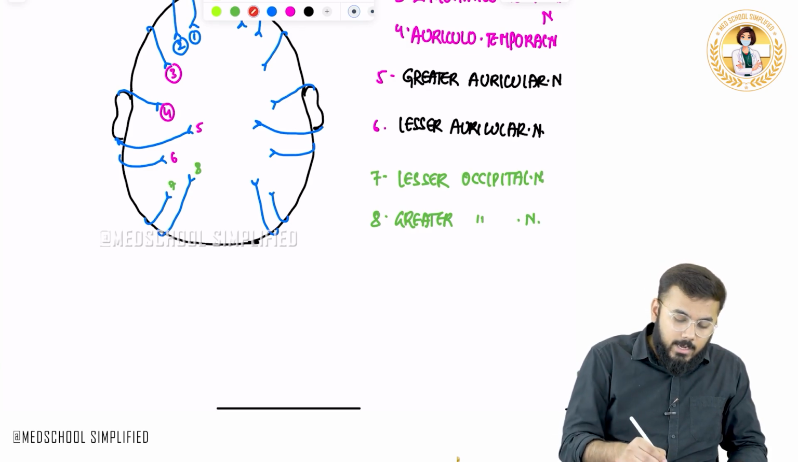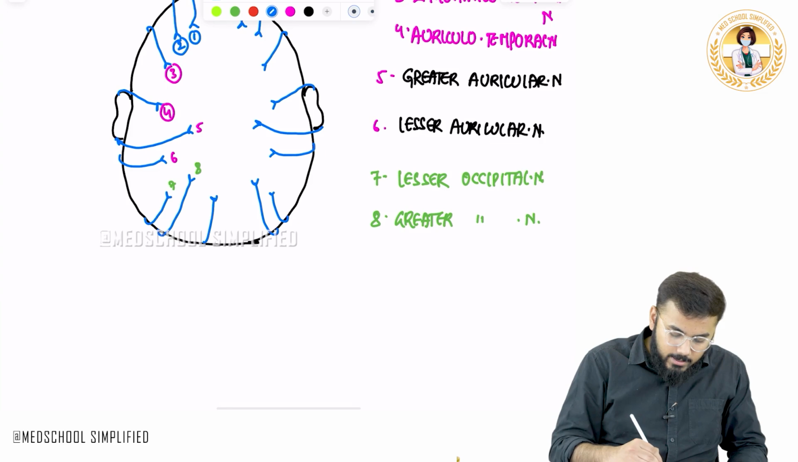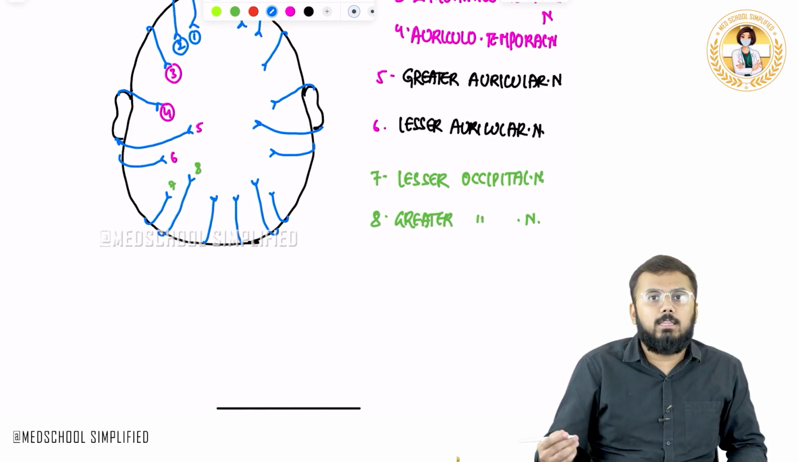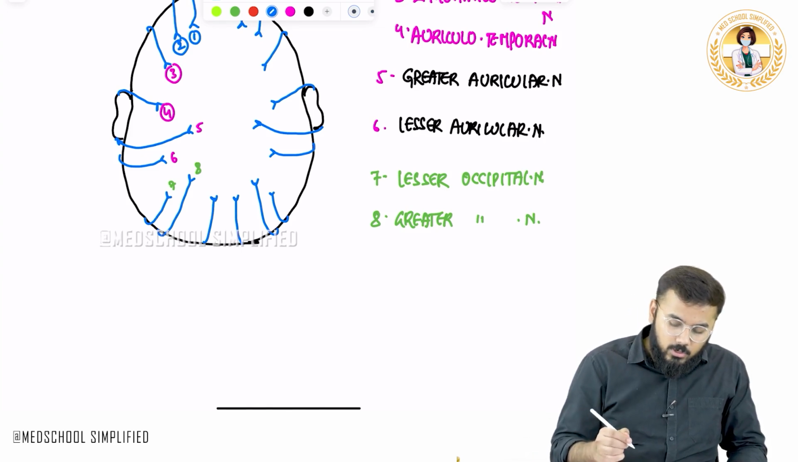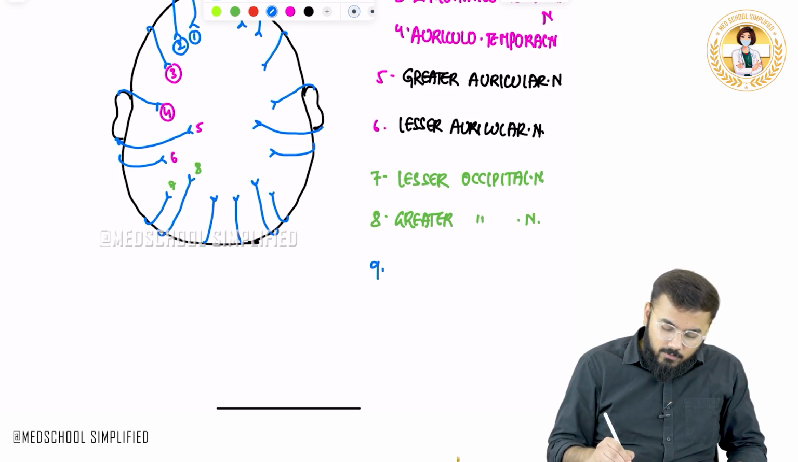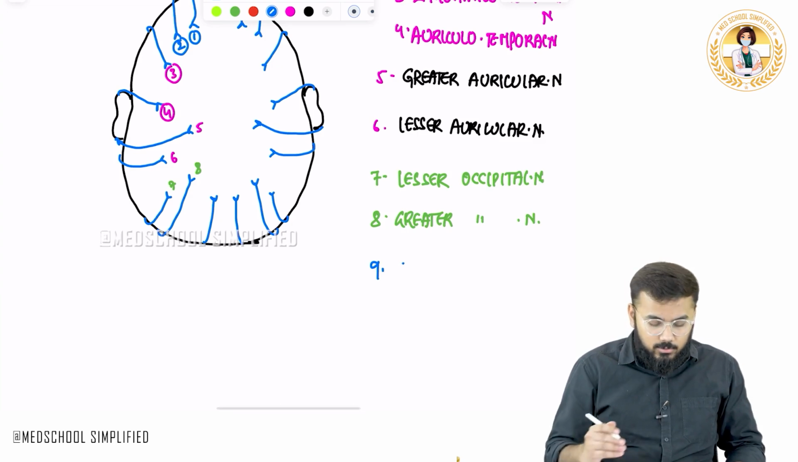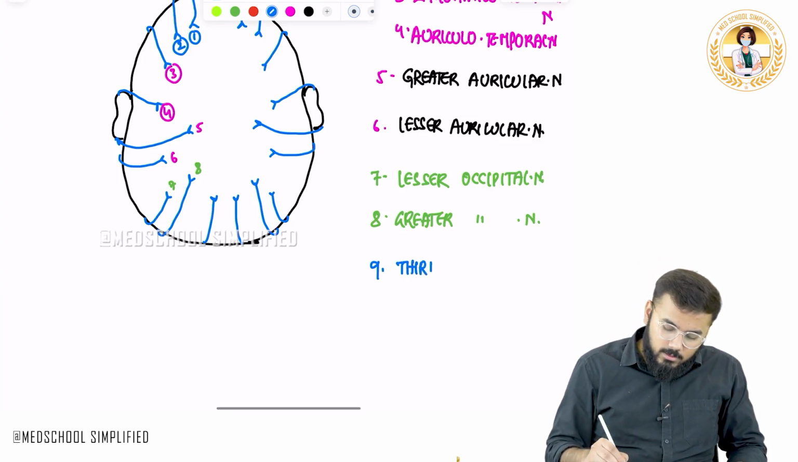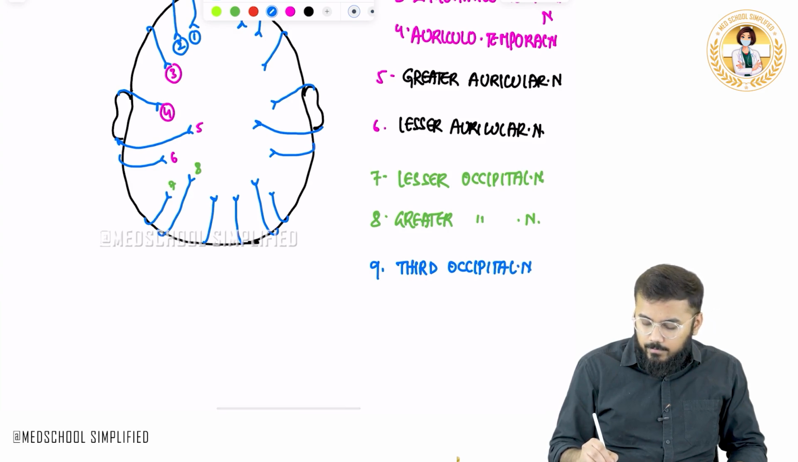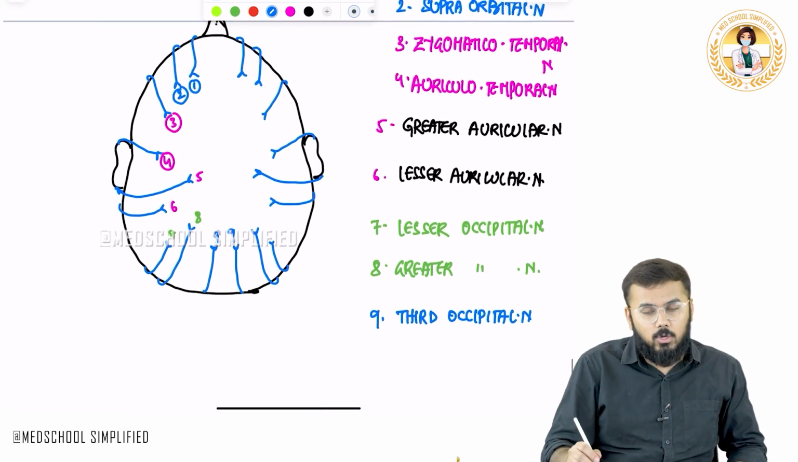Next important thing is that there is only one nerve that is left, that is present on the back here, right? So this nerve which is present on the back here is called as a third occipital nerve. So first occipital nerve was lesser, second occipital nerve was greater, and there is only one occipital nerve, right? So there is no comparison with the sizes here. There is only one occipital nerve that you called as a third occipital nerve. So this is number 9, third occipital nerve.